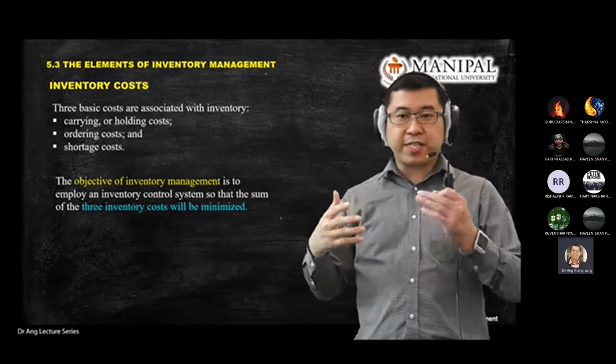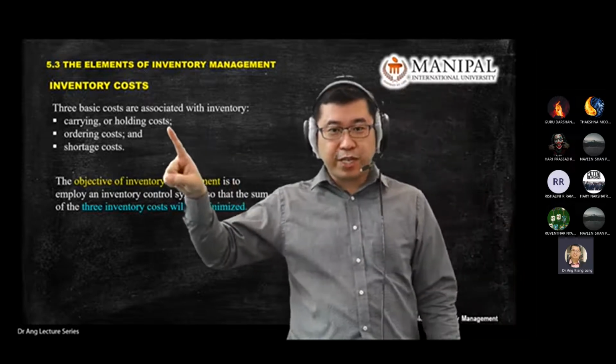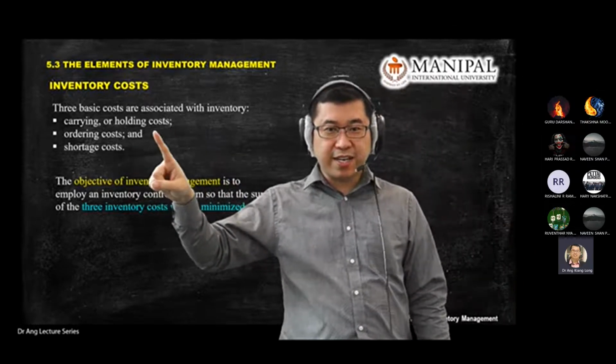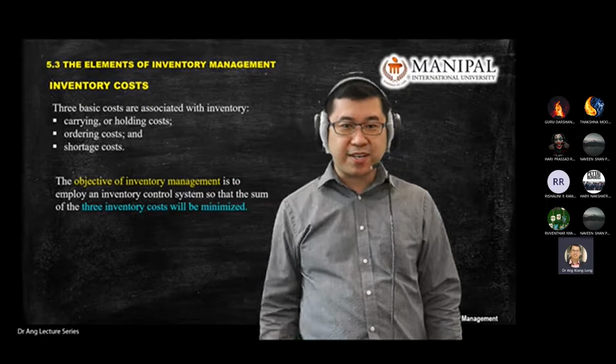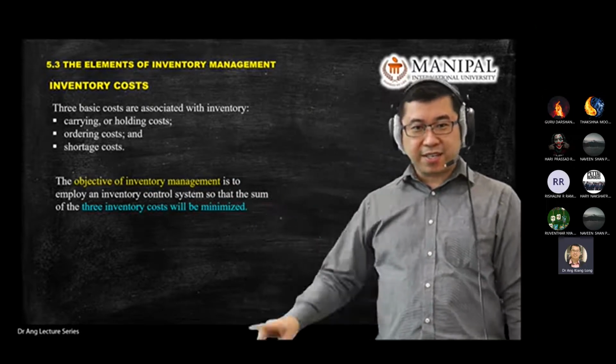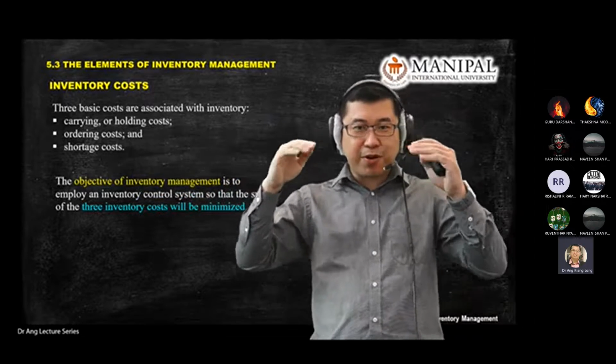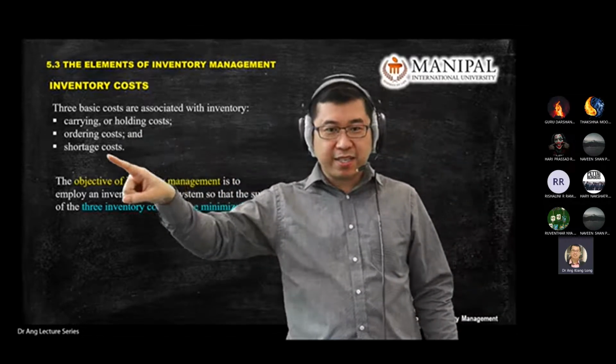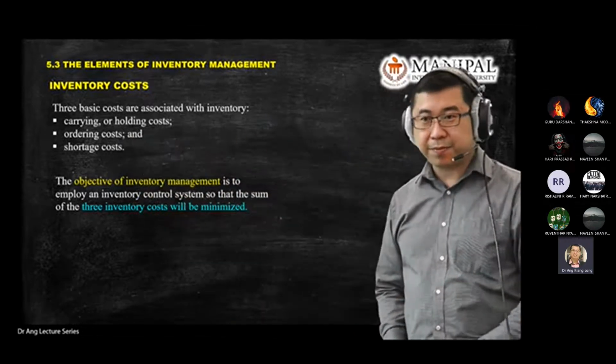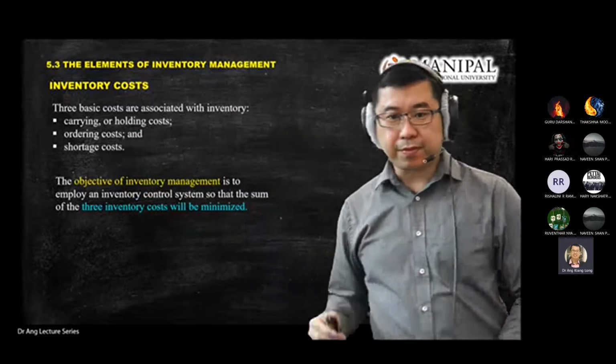Again, we already discussed the relationships. You reduce this one, increase this one. Reduce this one, increase this one. They are related, but we want to find one balance point where these three are minimized.